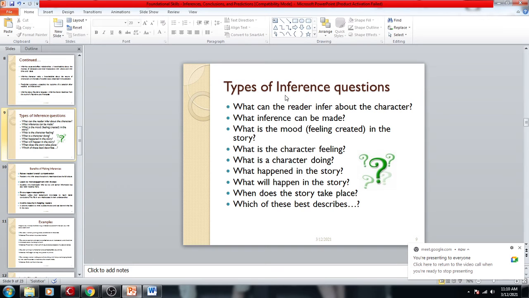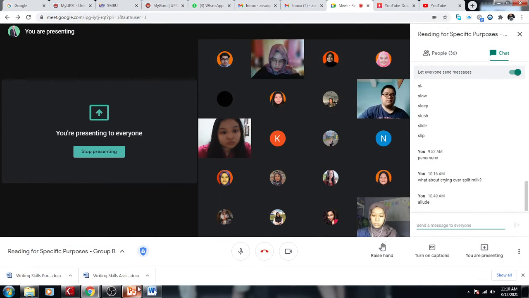These are some types of inference questions that can be asked. What can the reader infer about the character? What can the reader infer as a result of what he or she is reading and what he or she brings to the text? His mind, his imagination, his conjecture, his knowledge, being a member of this planet Earth.